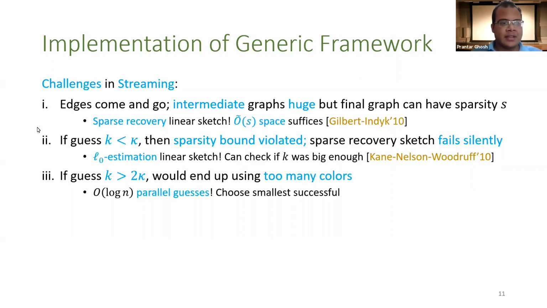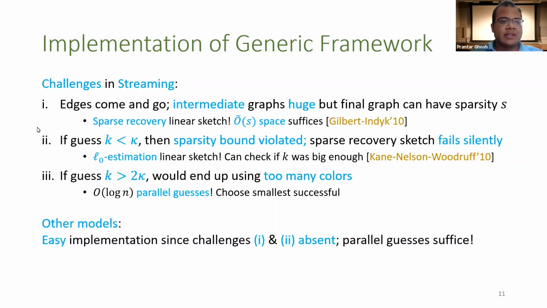The implementations in the other models, like query and distributed computing models, are relatively easier because there is no issue of edge deletion, and so just taking care of parallel guesses suffices to get good colorings. I cannot go into the details of the implementations in this talk, but I would be happy to talk offline or maybe online in the Q&A session.